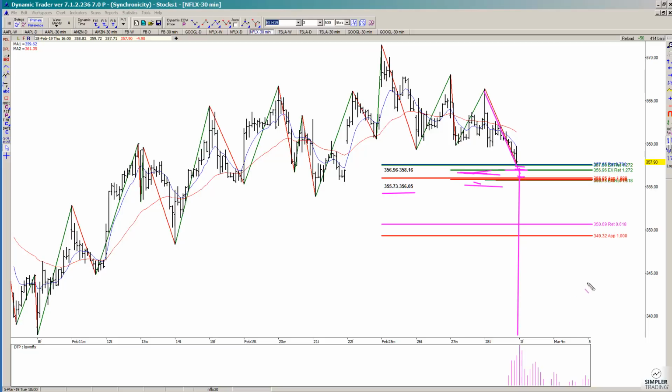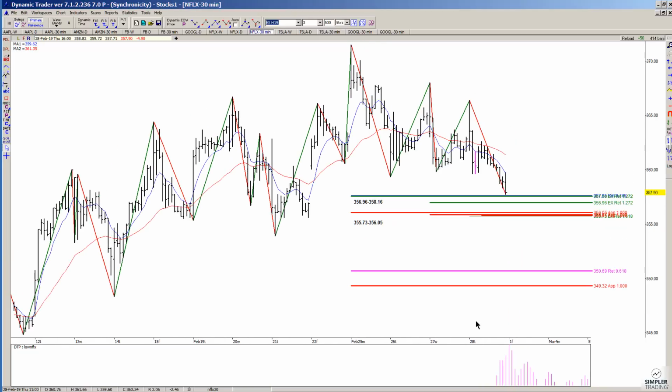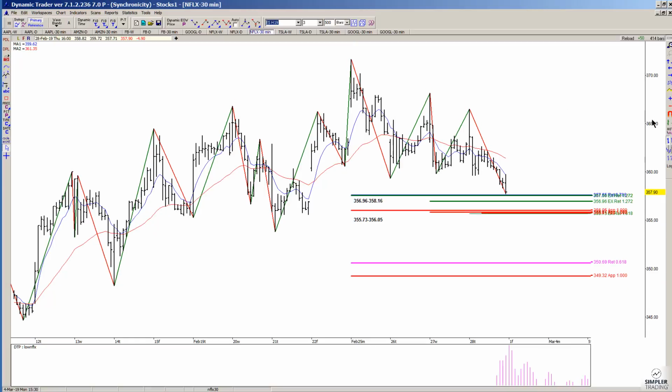I'm not going to run timing on every single 30-minute chart, but I am going to start doing some of these because we did actually have some nice timing reversals off of the work that I've done in the S&P and NASDAQ. So anyway, we'll be checking that out, and I'll see you tomorrow.